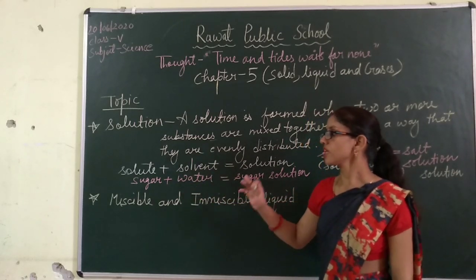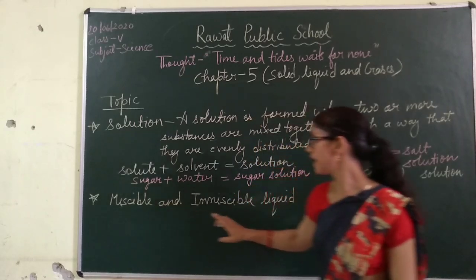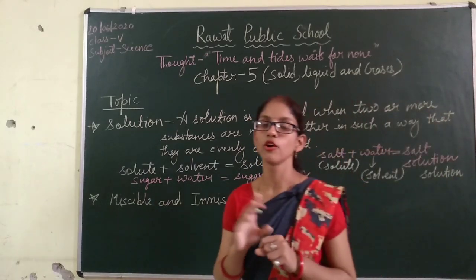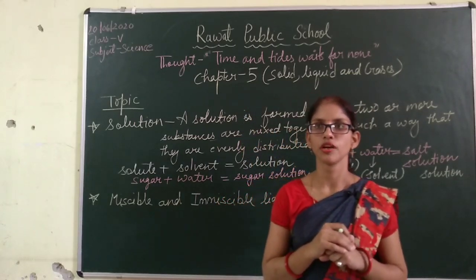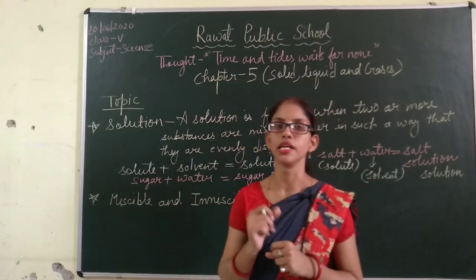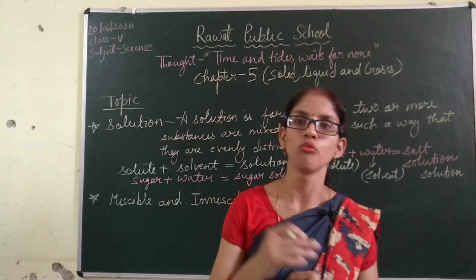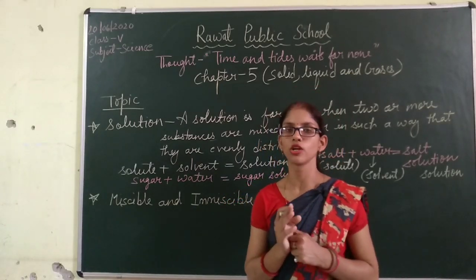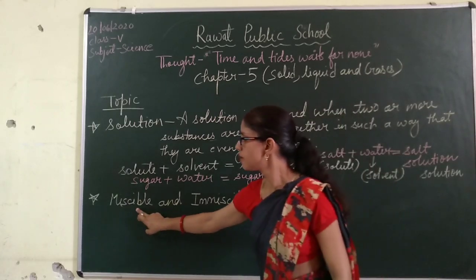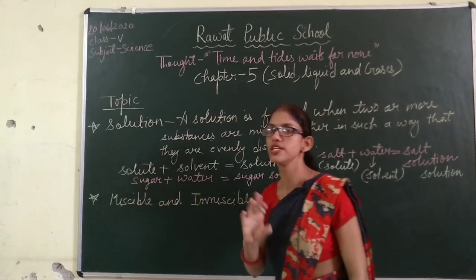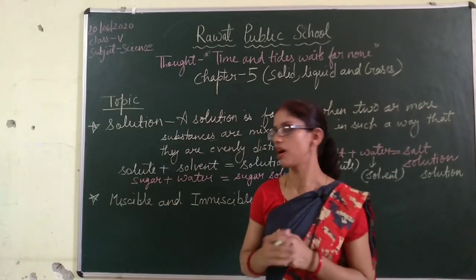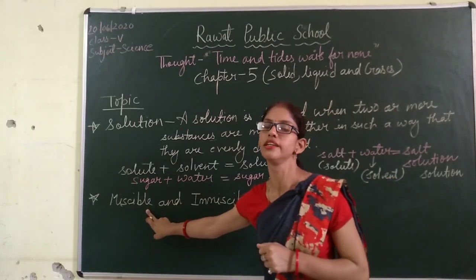Then after that, miscible and immiscible liquids. For example, if we mix two liquids, for example water and milk, can we identify how much water is added to it or how much milk is added to it? No, we cannot. So these are known as miscible liquids. When two liquids mix into each other and we cannot separate them out, they are known as miscible liquids.